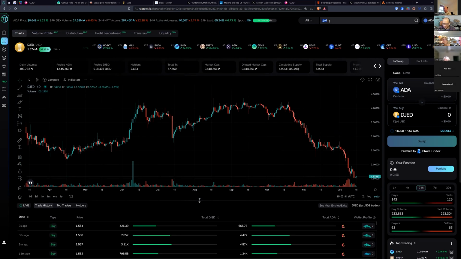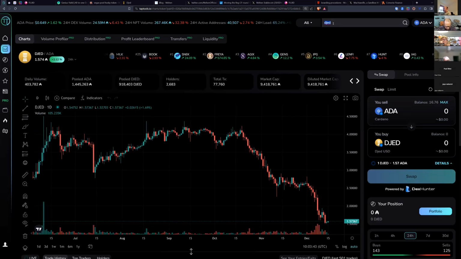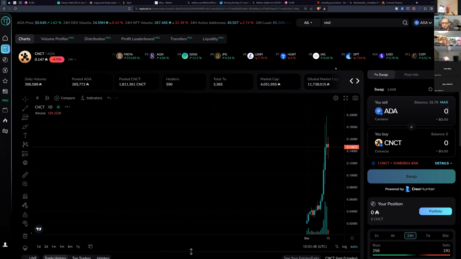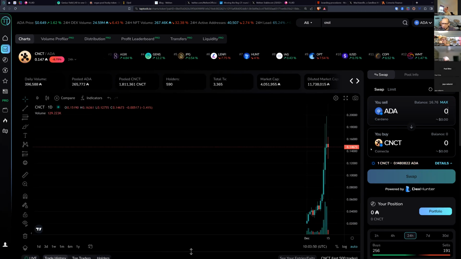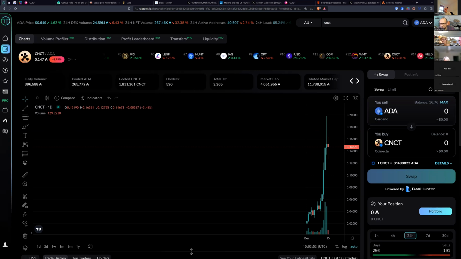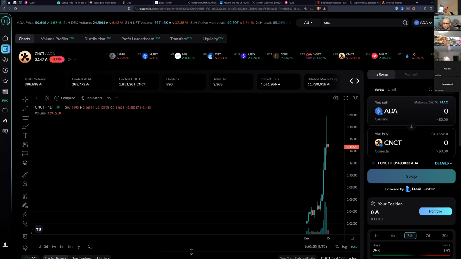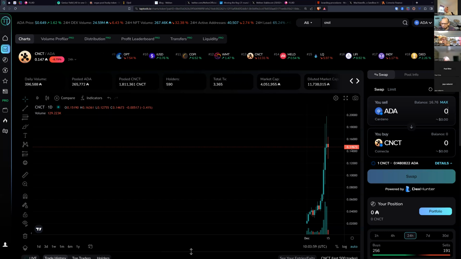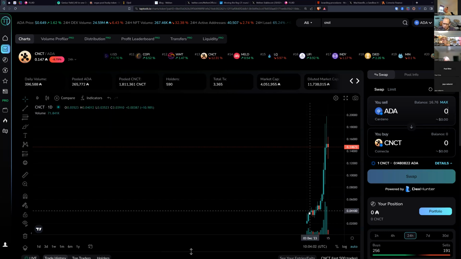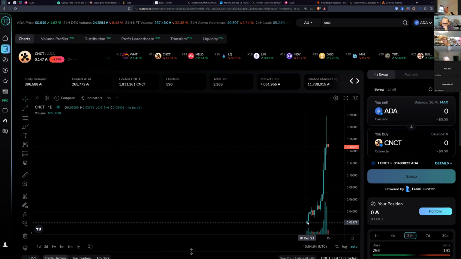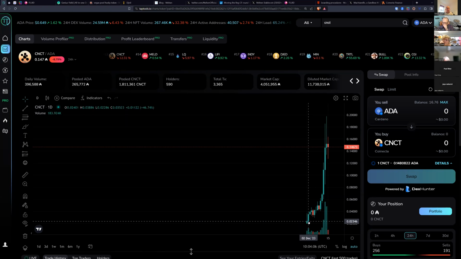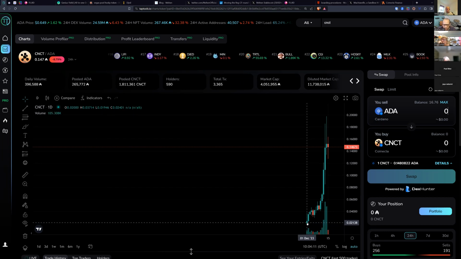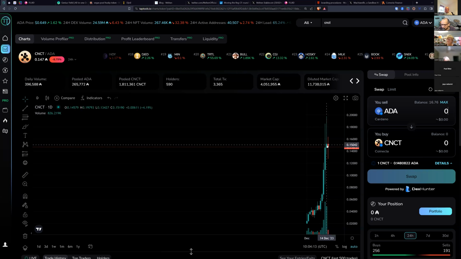So again, up top here, you can come in and search for CNCT. It's also listed off the homepage, but it's a quick way to it. And you can see that the current price is 0.146 ADA per CNCT, which isn't a vast amount, but as you can see, the token has only been listed on here for a couple of weeks. And from launch, the price has just increased.